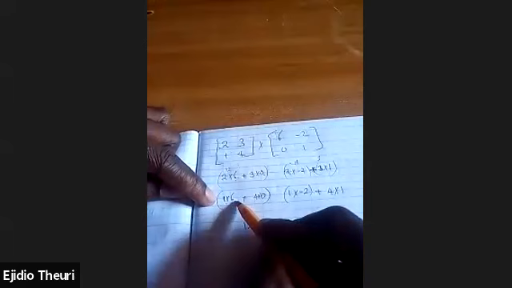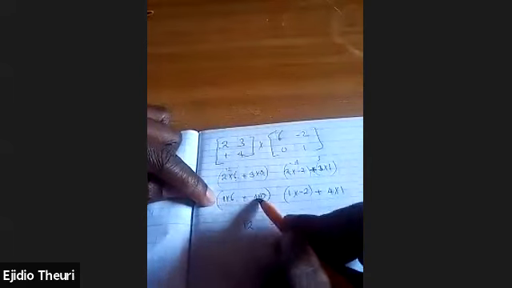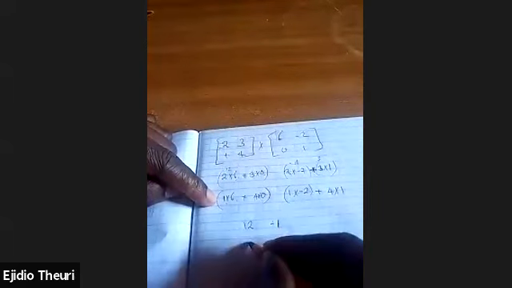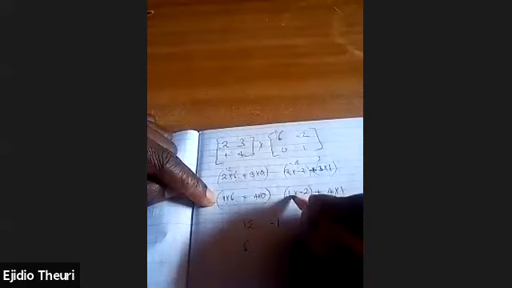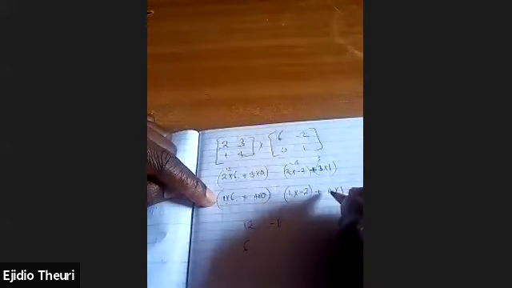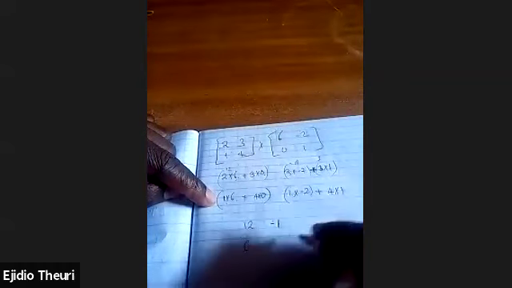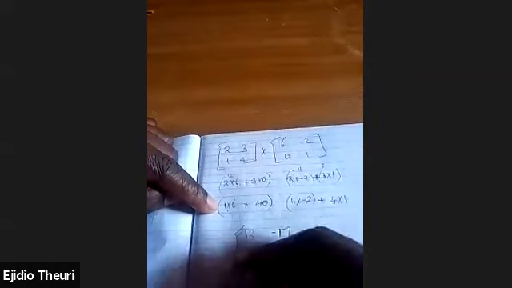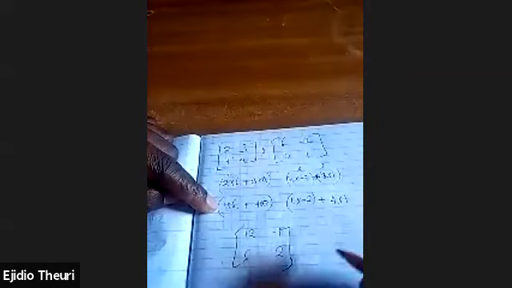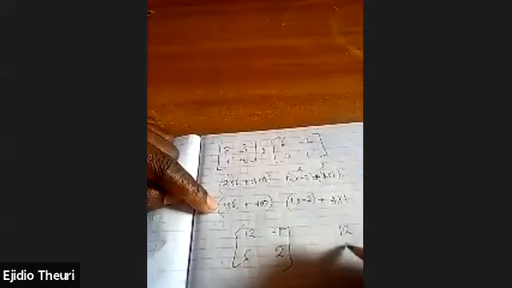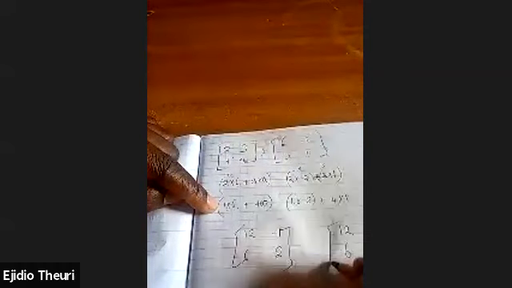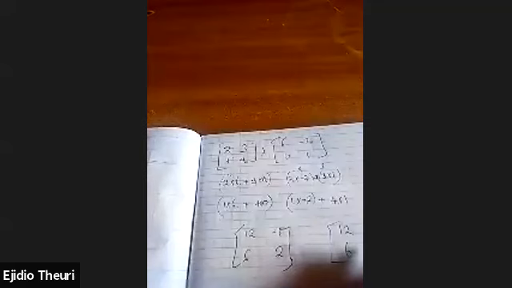1 times 6 is 6 plus 4 times 0 is 0. So here you should have 6. 1 times negative 2 is negative 2 plus 4 times 1, so negative 2 plus 4 is 2. So our answer is 12, negative 1, 6, and 2. That is what you should be having.